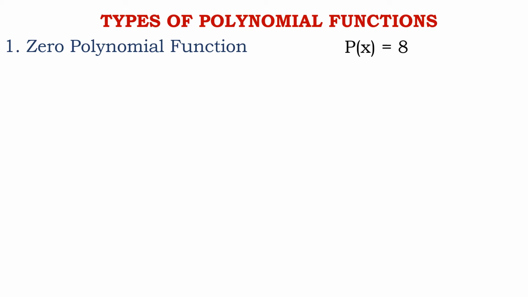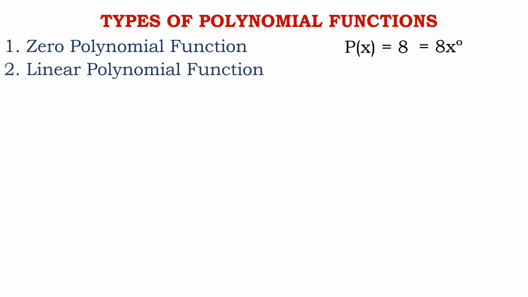Kaya siya tinawag na zero polynomial function kasi ang exponent ng kanyang x ay 0. We all know that any number raised to the 0 power is equals to 1. Kaya yung x to the 0 magiging 1, then when you multiply it to 8, it is equals to 8. Kaya pag constant number lang ang nakikita nyo, walang kasamang variable, it is understood that the exponent of the variable is 0.